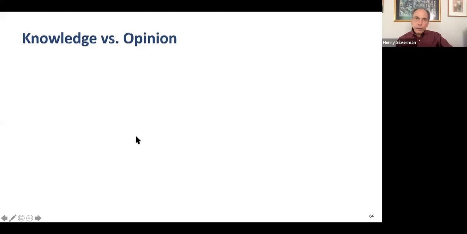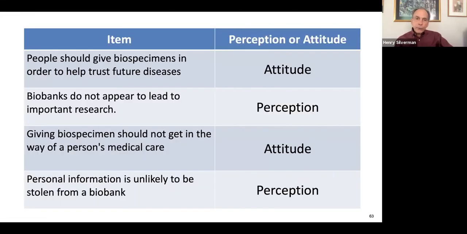And then, personal information is unlikely to be stolen from a biobank. That's a perception. Okay. Now, if a person puts down disagree for this statement, unlikely to be stolen from a biobank, one could say that the person has an incorrect perception, and then you want to maybe change that.